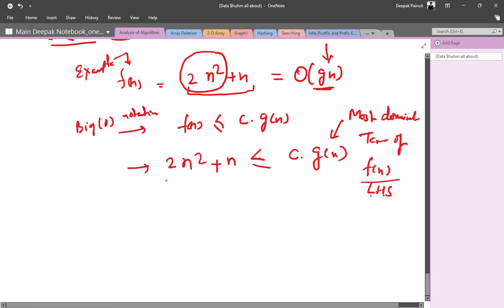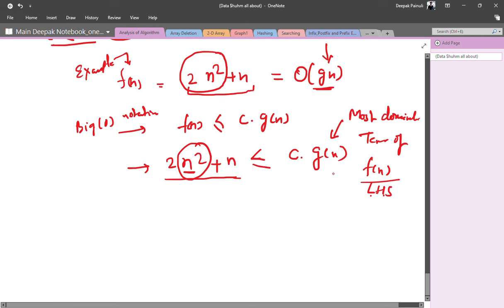So if you see this, the value of this equation's result will be dominated by this term only. The most impact on the result of this equation will come from the highest order of that equation. So the highest order of that equation is n square.